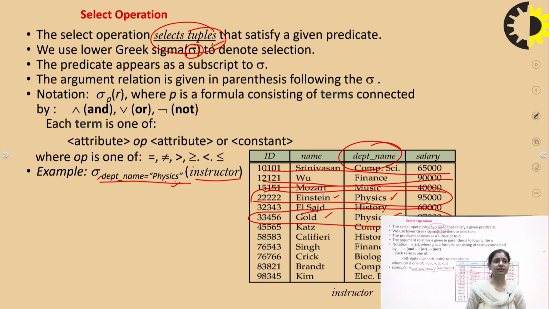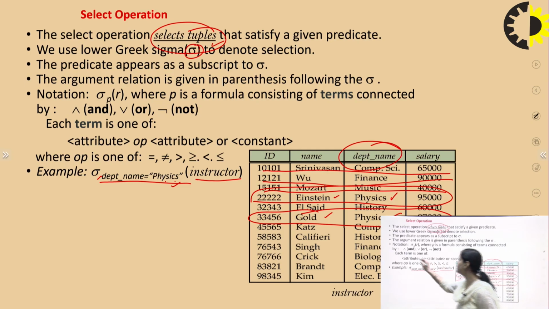Now it is not necessary that this condition or the predicate is just a single one. It could be a combination of multiple attributes or multiple conditions. So in that case, we need to identify whether those conditions are joined by the AND operator or the NOT operator.